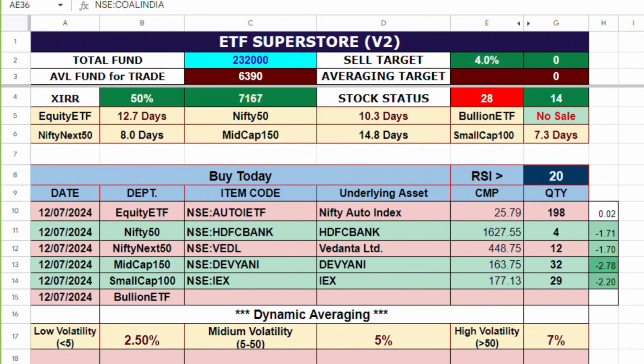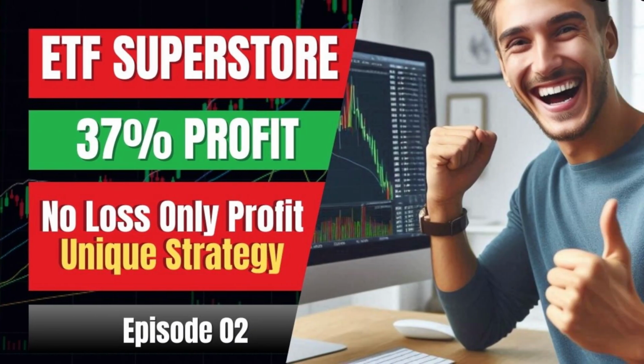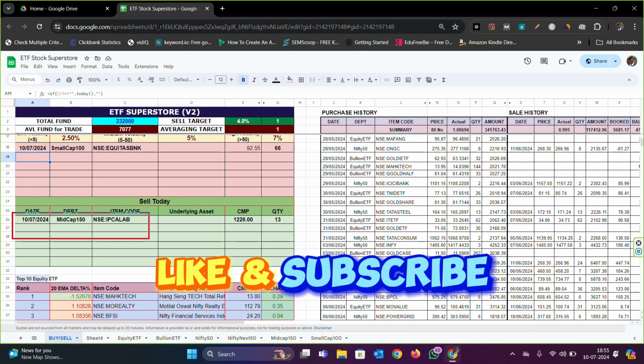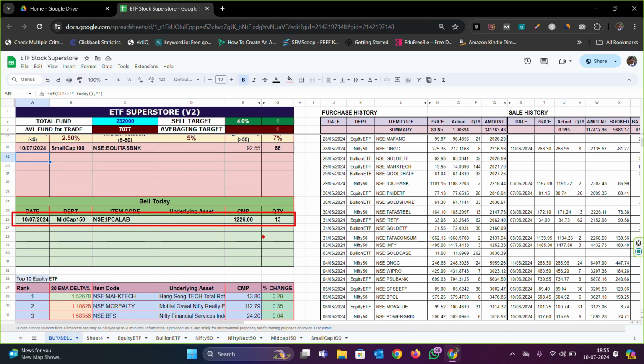In this episode, I'll show today's profit booking and share my earnings over the last 2 months. For detailed information about the ETF SuperStore version to Google Sheet, be sure to check out our previous episodes by clicking the I button. Let's move on to our sale recommendations and understand the logic behind them.